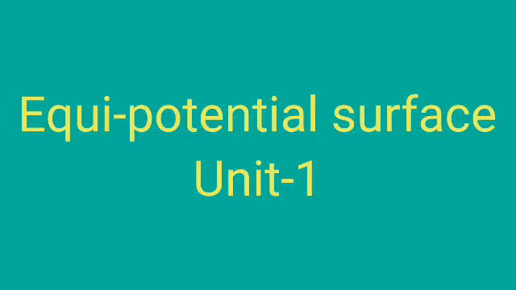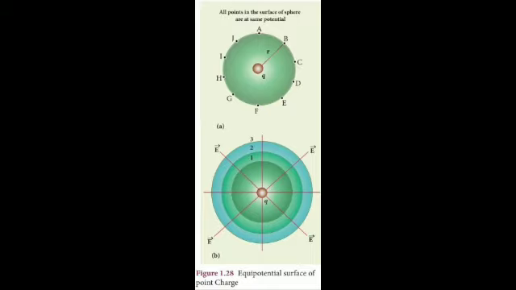Today's topic is equipotential surface, unit 1. An equipotential surface is a surface on which all the points are at the same potential. Consider a point charge q located at some point in space, and an imaginary sphere of radius r is chosen by keeping the charge q at its center.